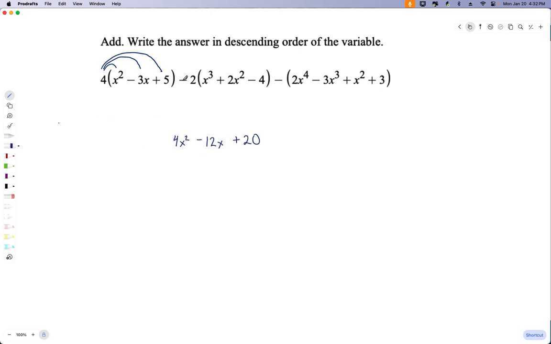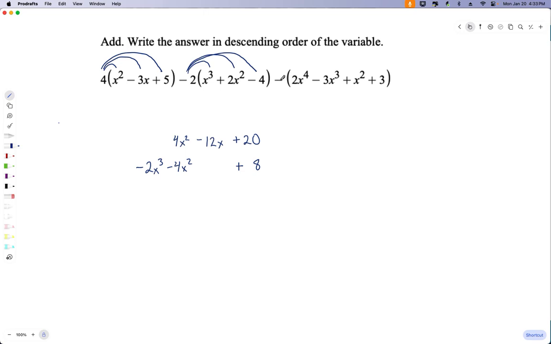So now I've got negative 2 times this. So negative 2 times this, that's negative 2x cubed. Negative 2 times positive 2x squared is going to be a negative 4x squared. And negative 2 times a negative 4 is going to be a positive 8.